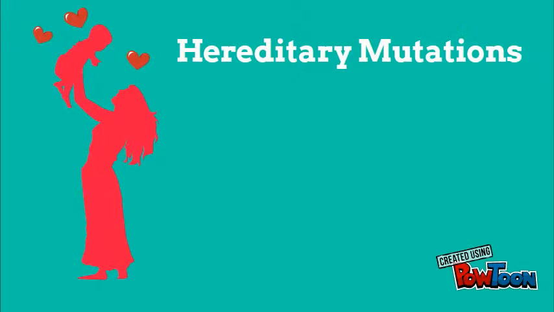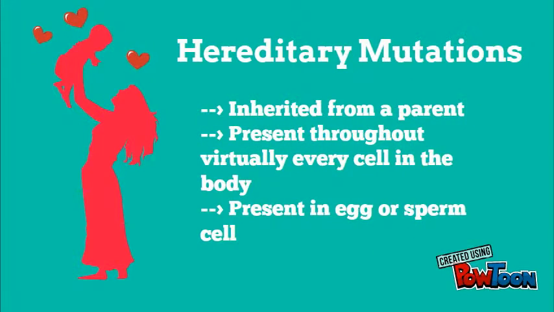Hereditary mutations are inherited from a parent as they are present in the parent's sperm or egg cell and pass on to their offspring. Hereditary mutations are present throughout almost every cell in a person's body.